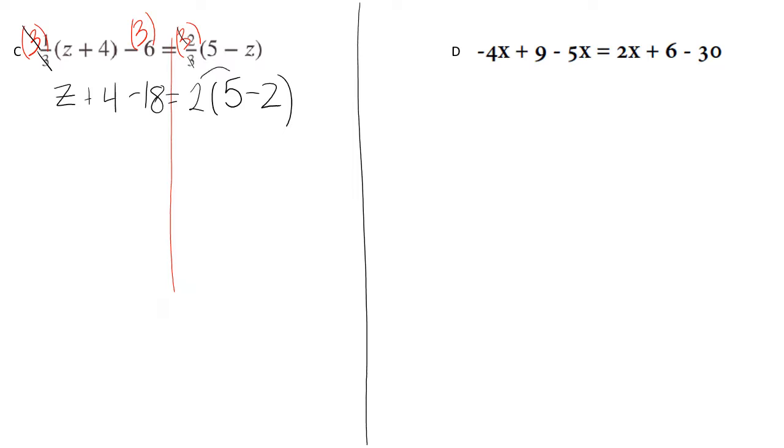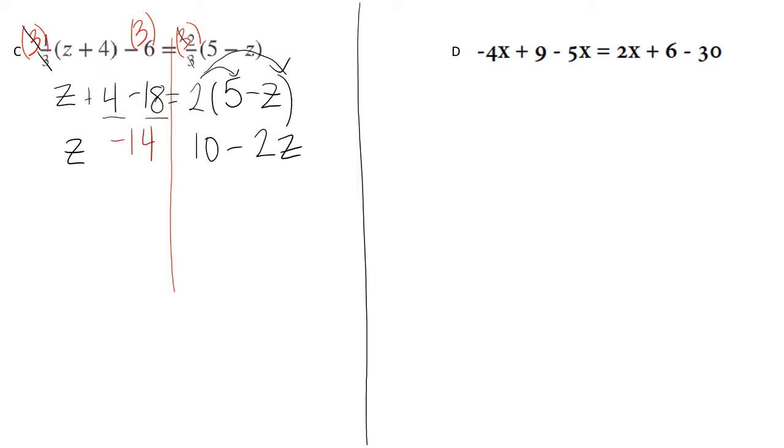I see parentheses, so I know that my next step is going to be go ahead and distribute. So I get 10 minus 2z. I'm going to put some lines through my z's here because otherwise I'm going to get them confused. Okay, so I have a plus 4 and a minus 18 on this side that are like terms. Okay, so plus 4 minus 18 is negative 14.